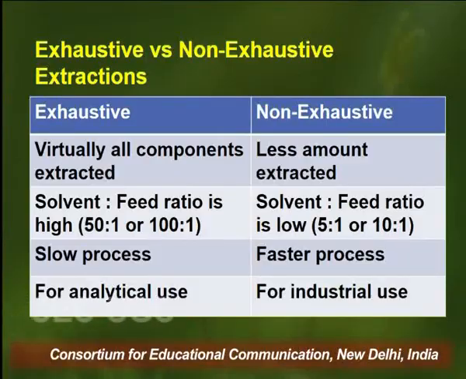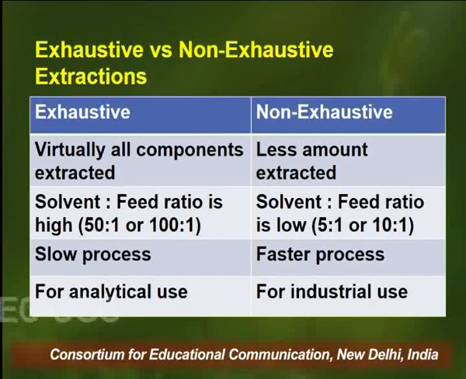So as I briefly told you when we were discussing that graph, we have two types of extractions depending upon the type of extract or the purpose for which you are preparing the extract. In the case of exhaustive extraction, as I already told you, virtually all components are extracted, in comparison to the non-exhaustive method where a lesser amount is extracted. In exhaustive extraction, we have a high solvent to feed ratio. That is, a large amount of solvent is required.